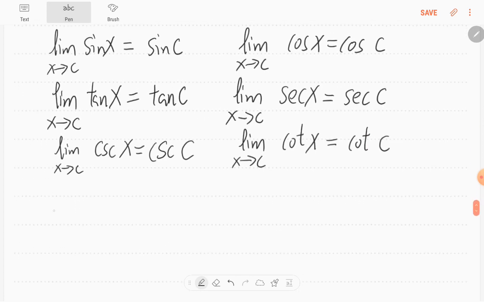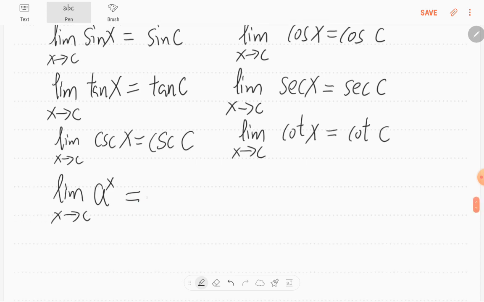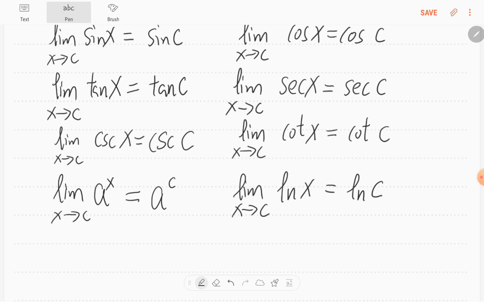And the limit as x approaches C of a to the x is equal to the exponential function a to the C. And the limit as x approaches C of natural log of x is equal to natural log of C. So here natural log means the logarithmic function with base e. e is a constant which is about 2.7.